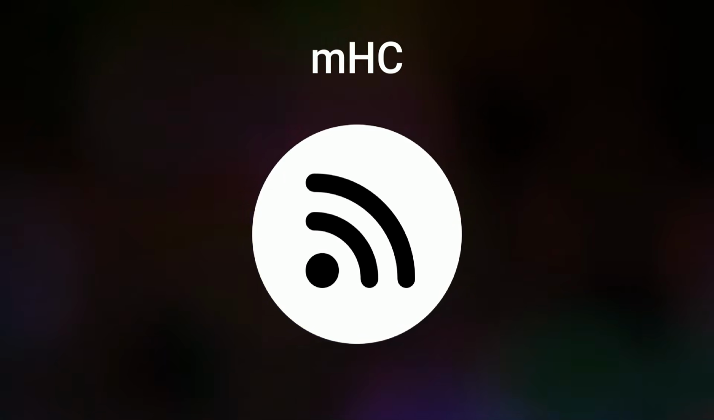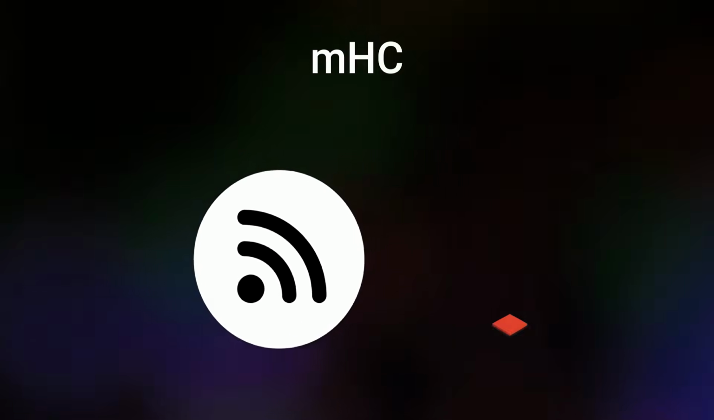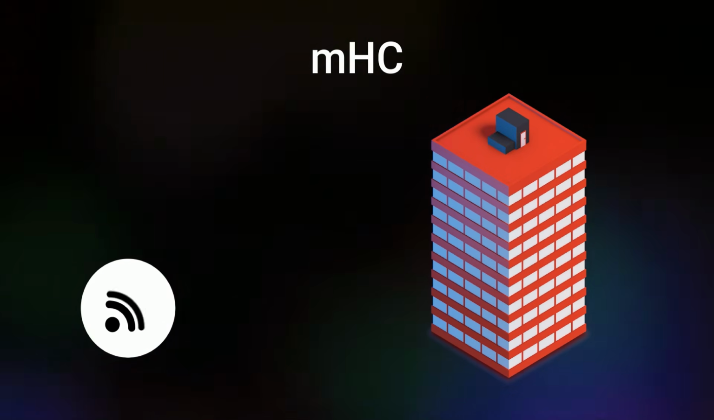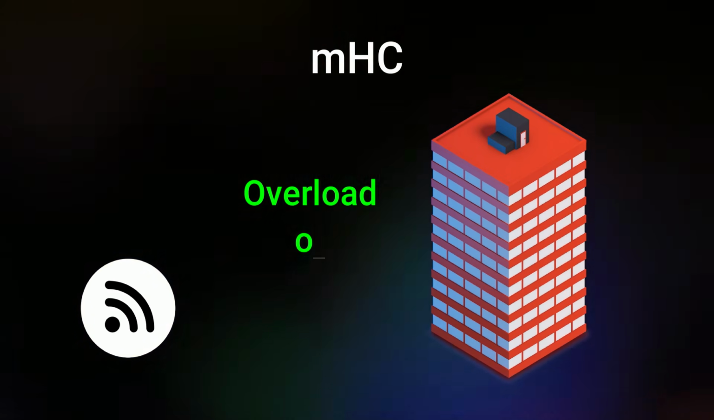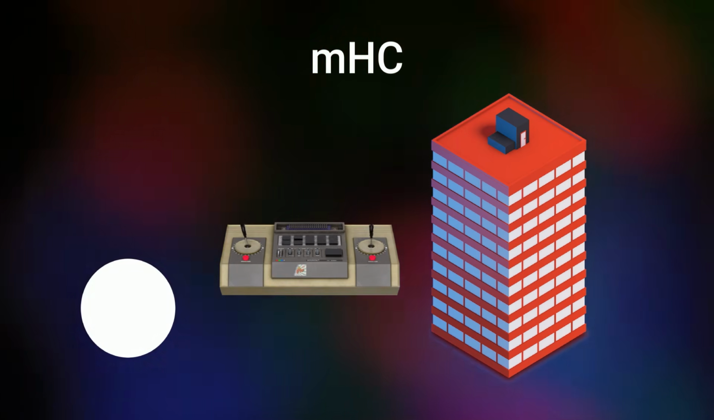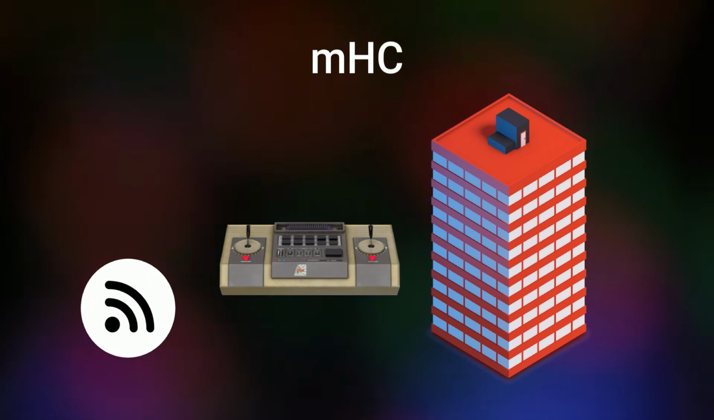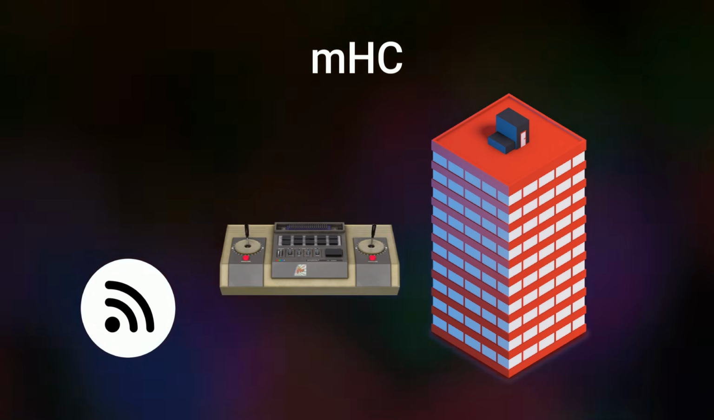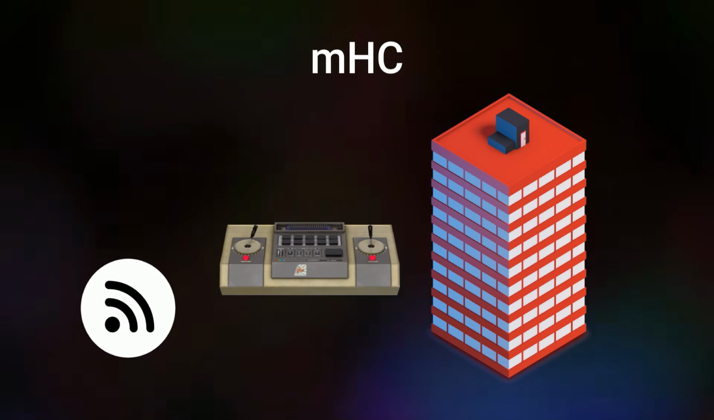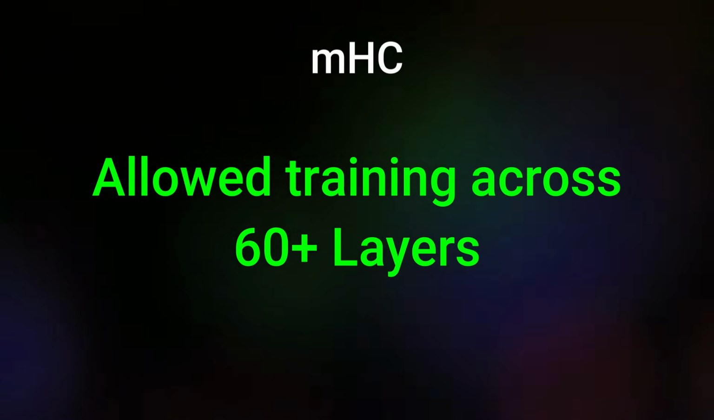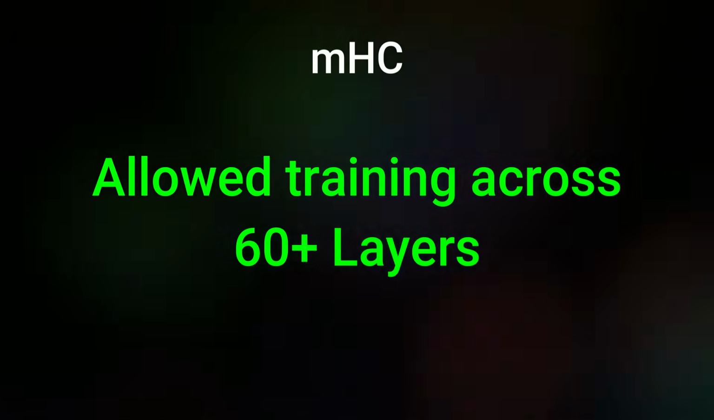Think of MHC like a super advanced signal repeater. Imagine sending a message through 60 plus floors of a building. Normally, the signal would weaken or overload, but MHC makes sure the signal stays perfectly balanced from start to finish. No explosion, no vanishing, just stable learning. This allows DeepSeek version 4 to train across 60 plus massive layers without losing stability or performance. In simple words, MHC makes trillion parameter training actually reliable, and honestly, that's one of the biggest breakthroughs in modern LLM engineering.